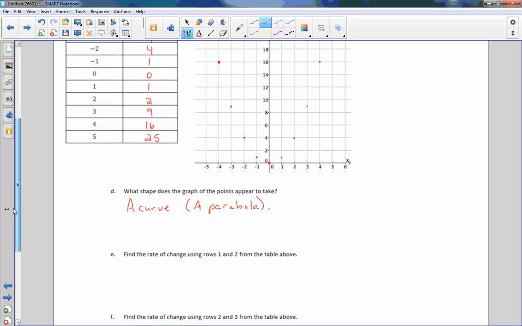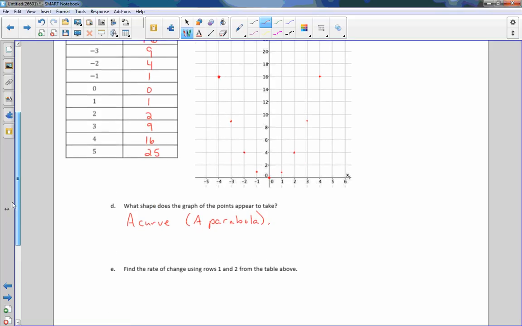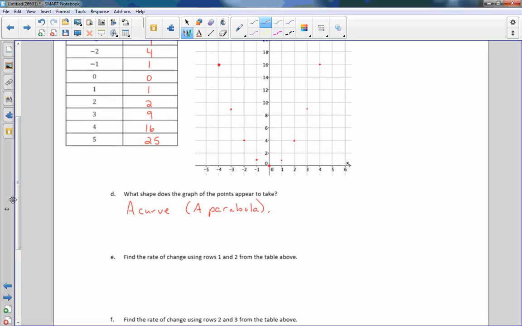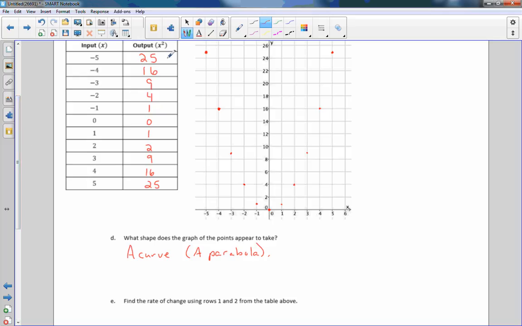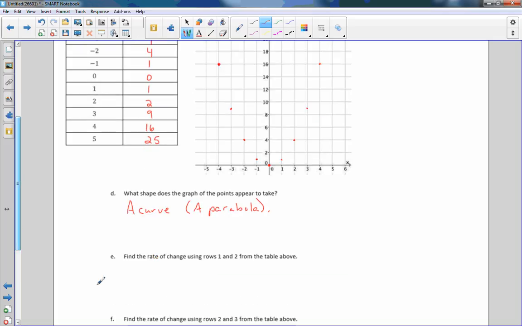Okay. E says find the rate of change using rows 1 and 2 from the table above. So what are we going to do? We're going to take y2 minus y1 over x2 minus x1. That's what rate of change means. Rate of change, or m, if you will, slope. I won't use m, but let's just say rate of change is y2 minus y1 over x2 minus x1.